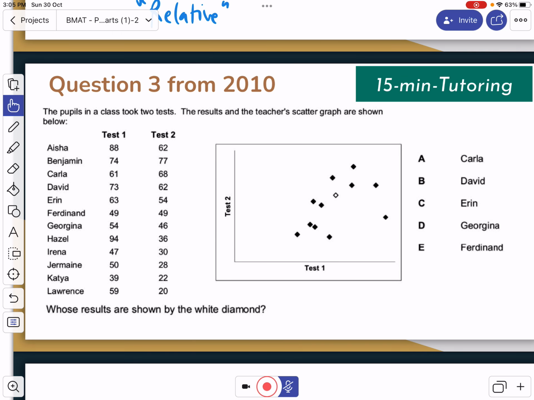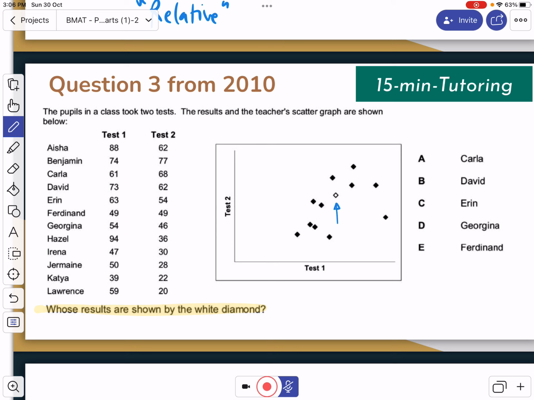Finally, the last question I have for you in this category, question 3 from the 2010 exam. The pupils in a class took 2 tests. The results on the teacher's scatter graph are shown below. So you have the name of each student. You have the score of each test. The question asks, whose results are shown by the white diamond? Here, the white diamond.